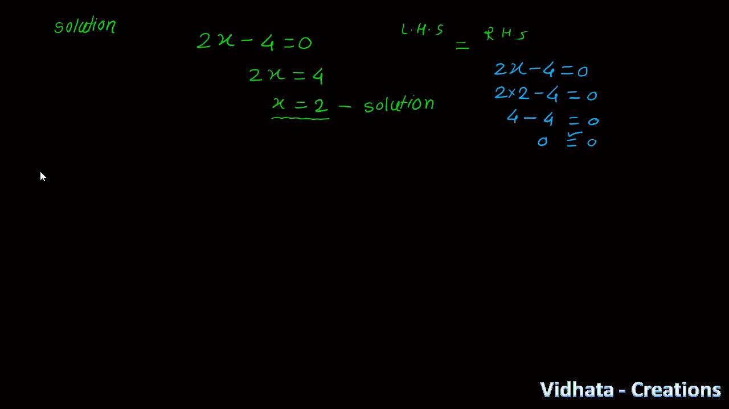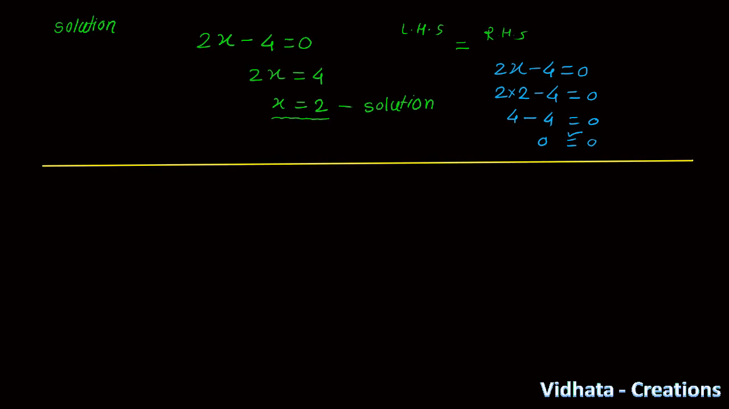What about two variables? When a linear equation contains two variables, what is meant by solution of a linear equation in two variables? Is it the same as a solution of a linear equation in one variable? That has one and only one solution, a unique solution.